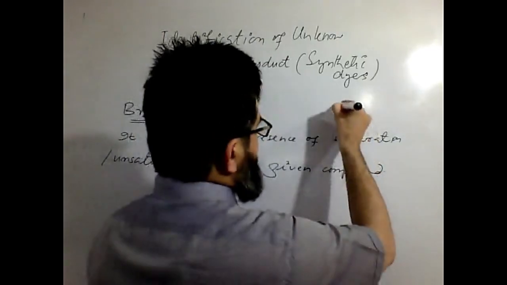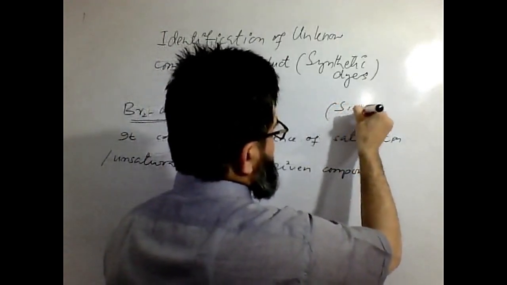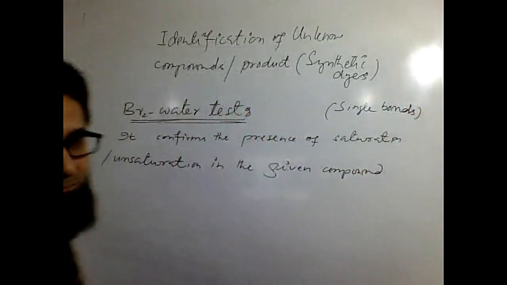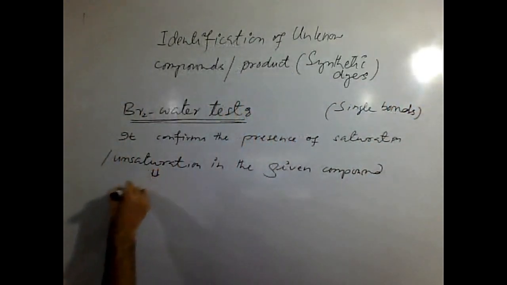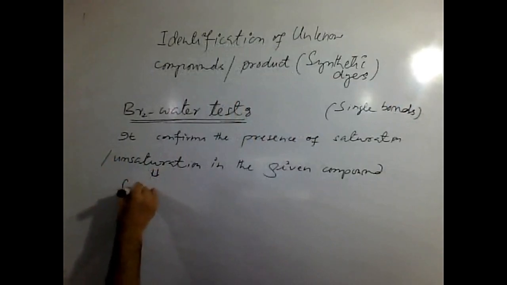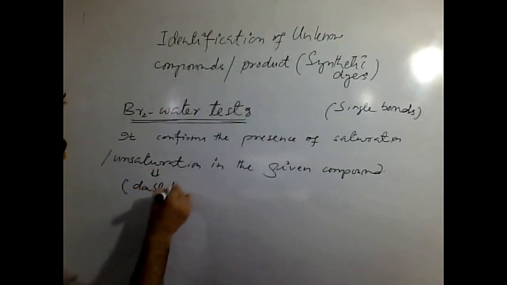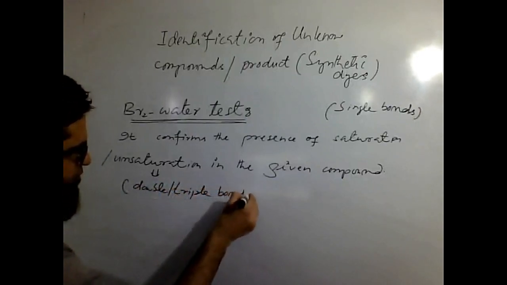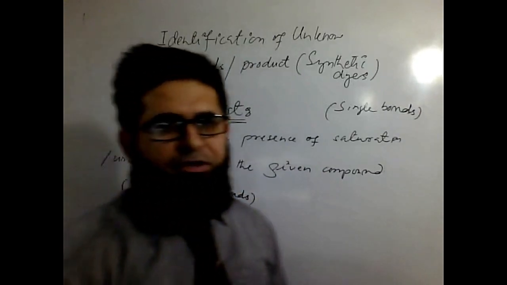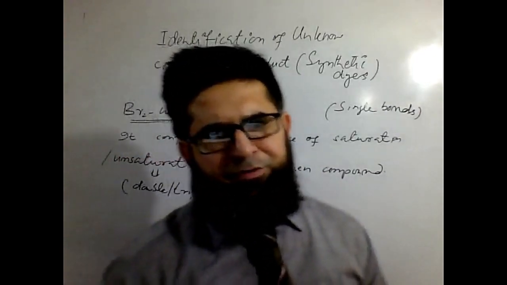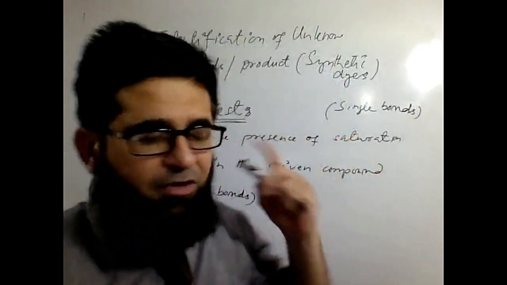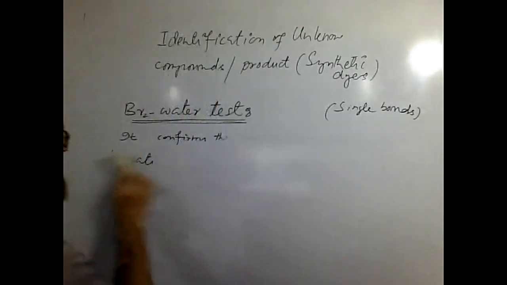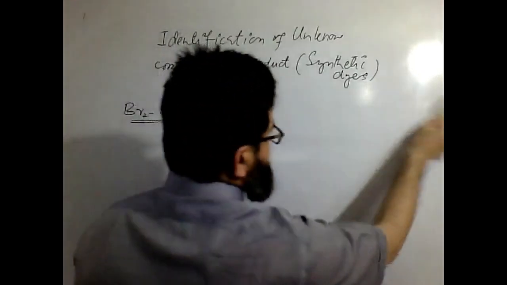Saturation means the presence of single bonds in the compounds. Unsaturation means the presence of double or triple bonds in the given compound. This is confirmed from the bromine water test. However, we need to look at what actually happens inside the test tube.